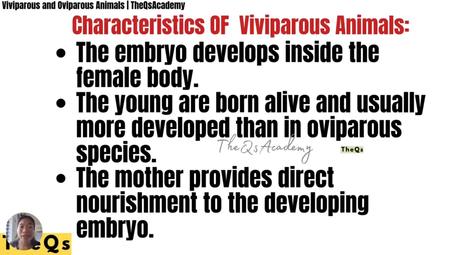The characteristics: the embryo develops inside the female body. The young are born alive and usually more developed than the oviparous species. The mother provides direct nourishment to the developing embryo. So these are the characteristics.